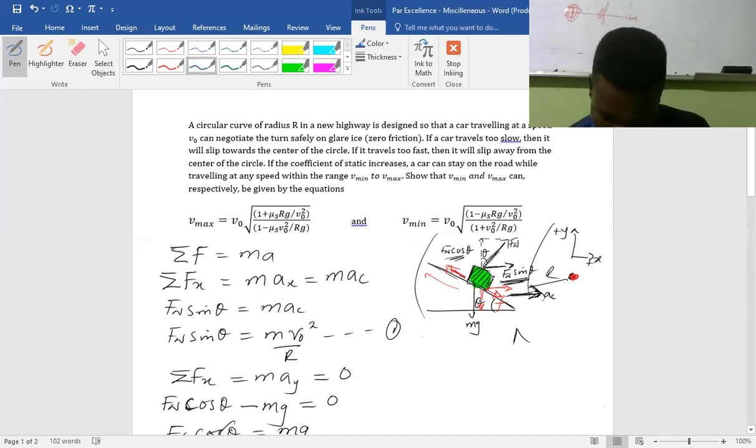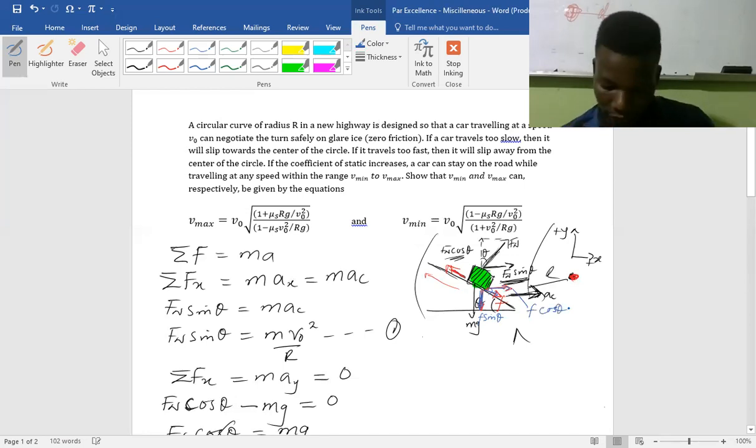Okay, like that. So we have the vertical and the horizontal component. Since this is the force that we have, we are going to have the components. We are going to have a friction force, which in the vertical is going to be friction force sine theta, and in the horizontal it's going to be friction force cos theta.